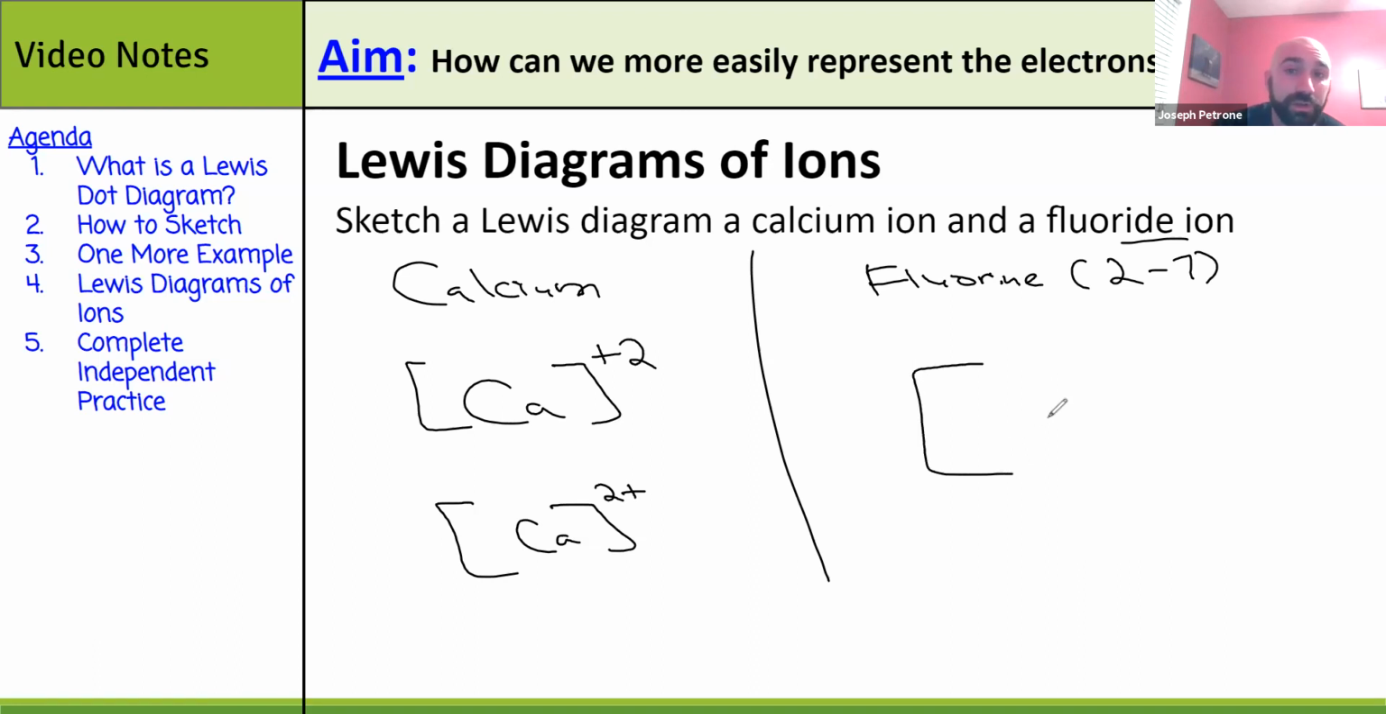To sketch its Lewis diagram, put the F in brackets, and then we sketch our 8 valence electrons. 1, 2, 3, 4, 5, 6, 7, and 8. Because we started with 7, we added 1 more. Fluoride has a -1 charge. Once again, you could just put the negative there, kind of like in math, x is equal to 1x. Here, a negative is equivalent to -1.